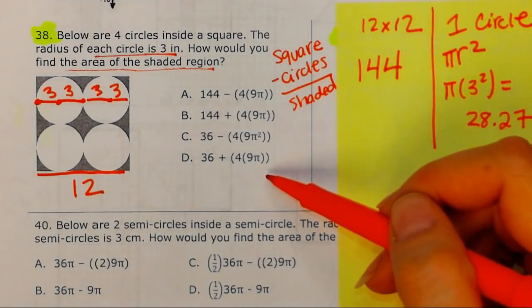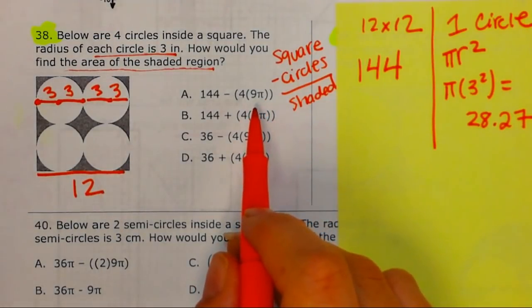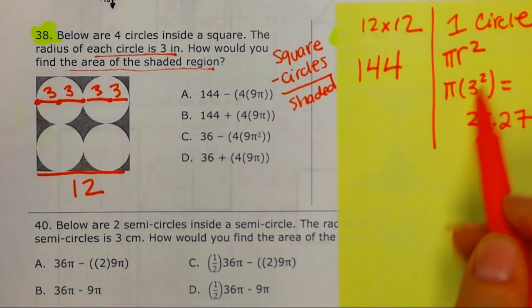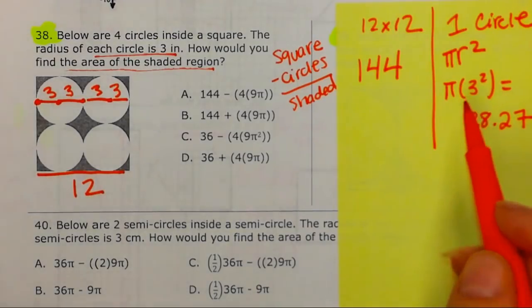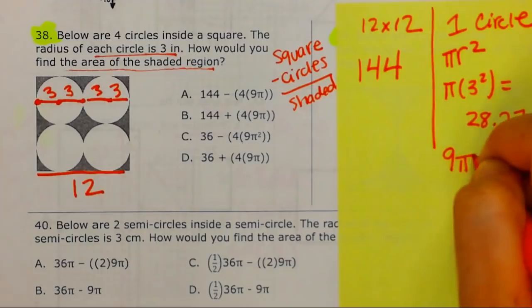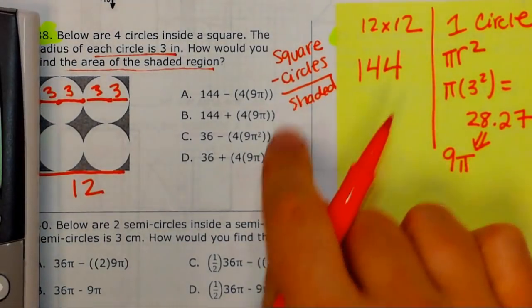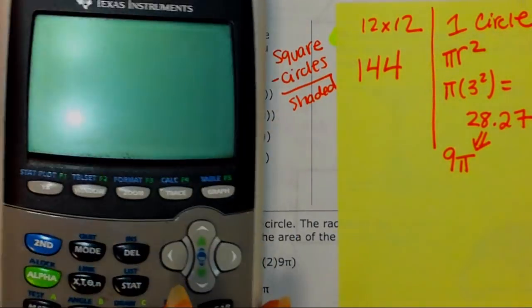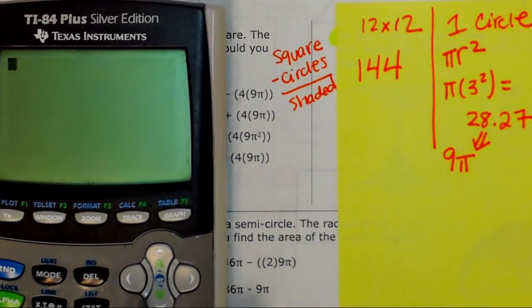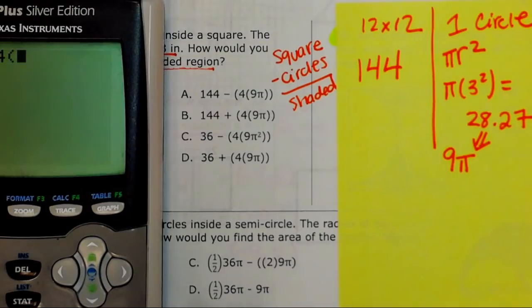Oh, they left it in terms of pi. Well, if I wanted to leave it in terms of pi, then I would just square this number without multiplying it by pi. So 3 squared is 9, so this number is the same as 9 pi. And once again, you could just convert these answers to numerical answers. So if I wanted to do that, I would just do 144 minus, type it in exactly like they did.